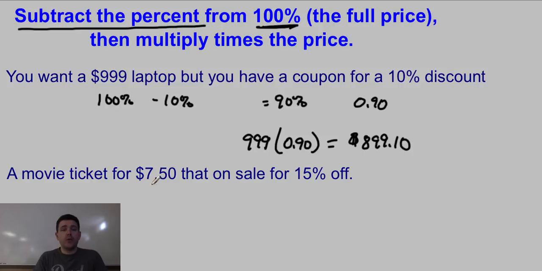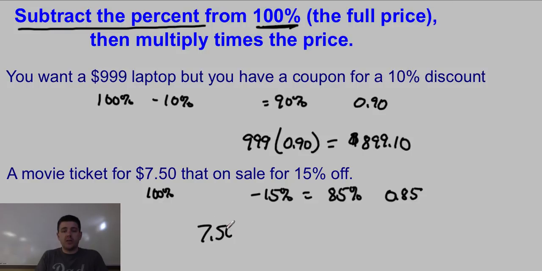Try another one. A movie ticket for $7.50, so that's 100% of the price, but it's on sale for 15% off, meaning we want to subtract away 15% of our price. Well, 100% minus 15% is 85%, or 0.85. So take $7.50 times 0.85, and that will give you your new price.